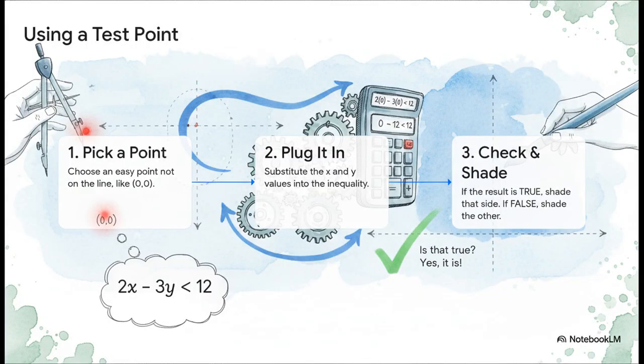Let's try it on that last danger zone problem. Remember, the original was 2x minus 3y less than 12. Okay, let's test the point 0, 0. We plug in 0 for x and 0 for y. We get 0 minus 0 is less than 12, which simplifies to 0 is less than 12. So is that true? Yep, it is. So since our test point gave us a true statement, we shade the side of the line that has our point, 0, 0. It's a perfect check.